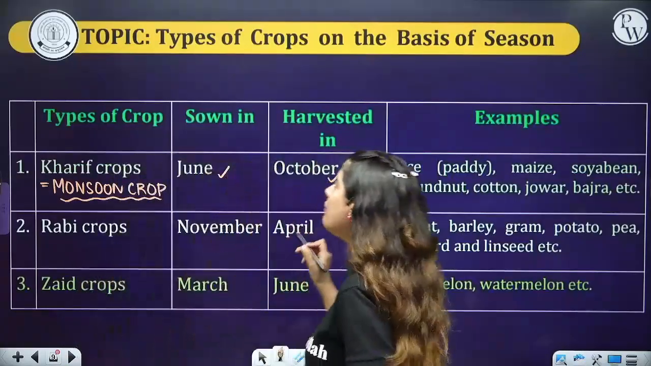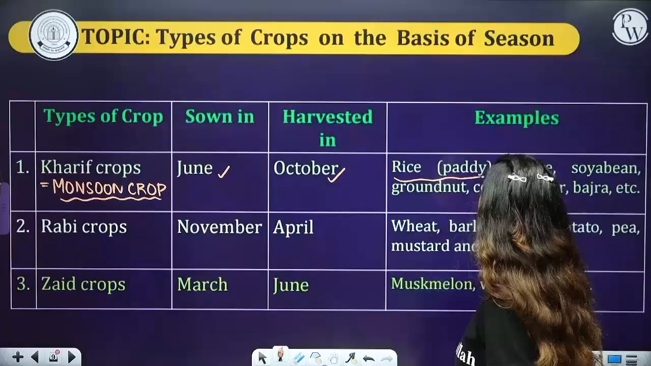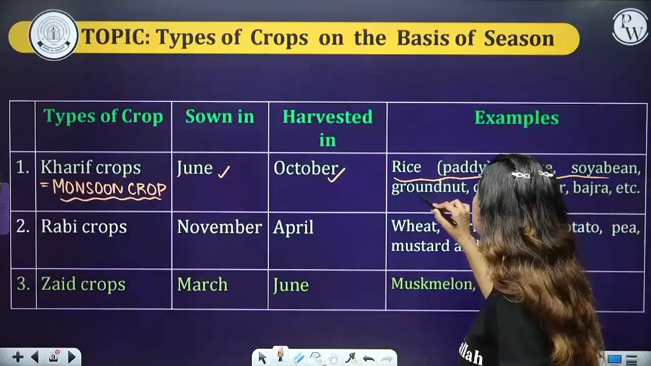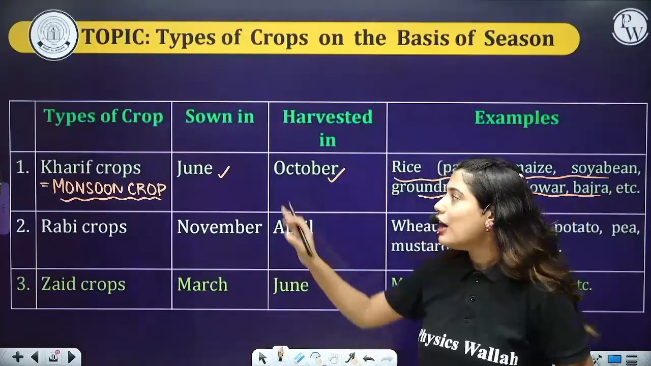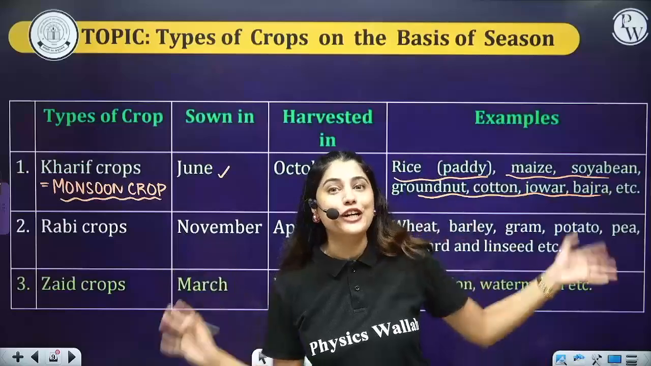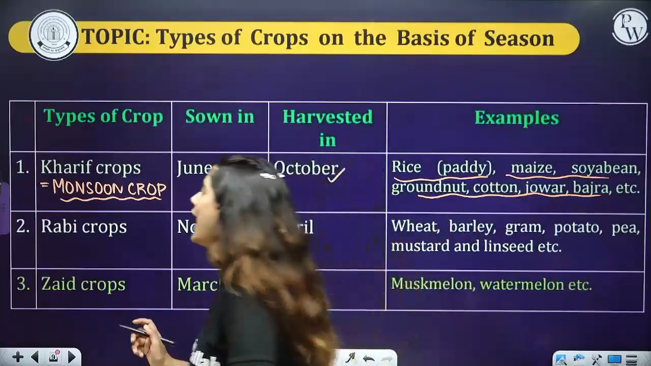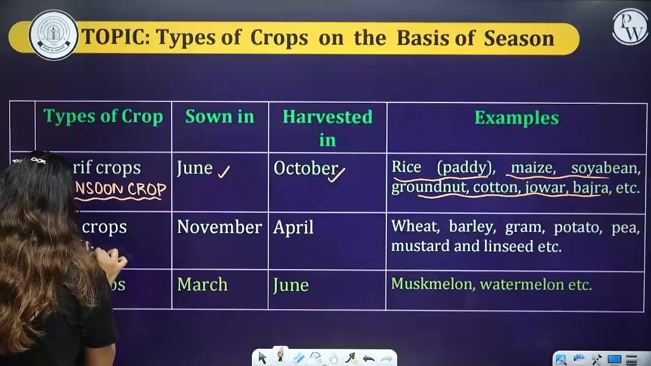So it is sown in the month of June, harvested in the month of October. Rice, which is also called paddy, maize, soya bean, groundnut, cotton are some examples of the Kharif crop. Now we move to Rabi crops. Rabi crops are the ones which like winters, right? That is, they are winter crops. Winter crops.